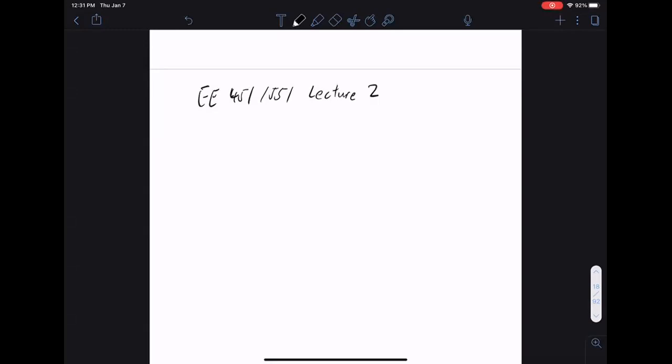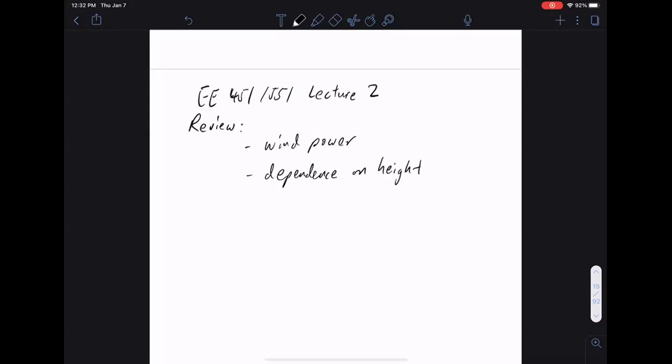Okay, all right, let's get started. This is the second lecture of wind energy. A brief review of what we did last time: we covered that wind power depends on height and different terrain, and then we looked at how to think about the speed-power relationship.